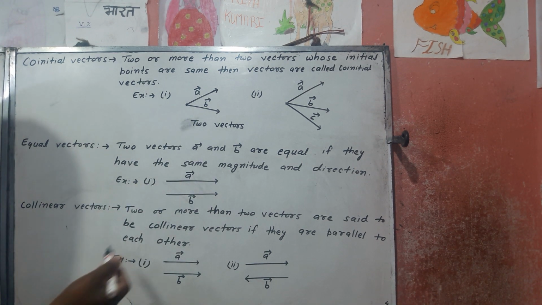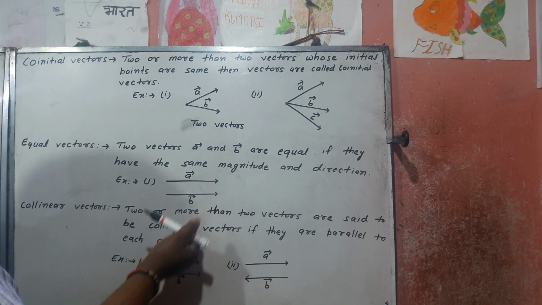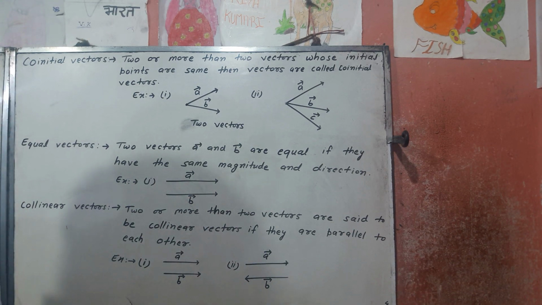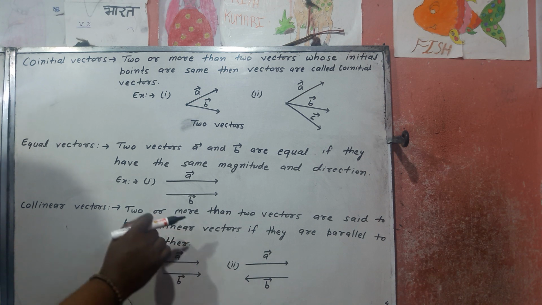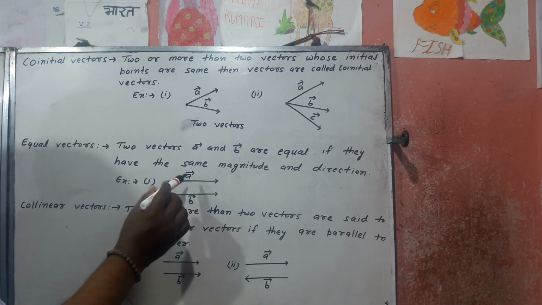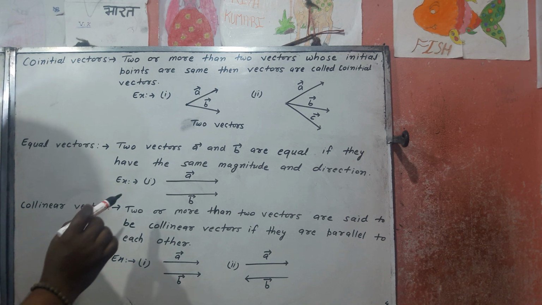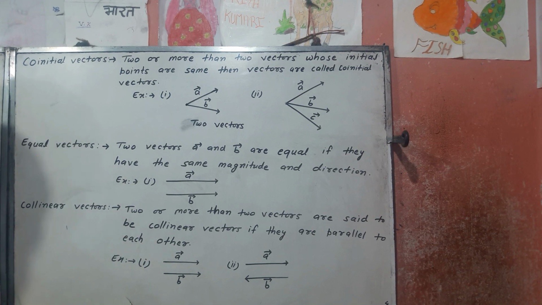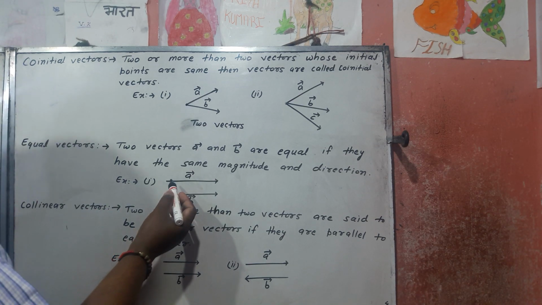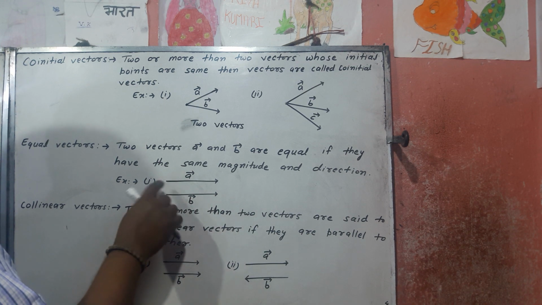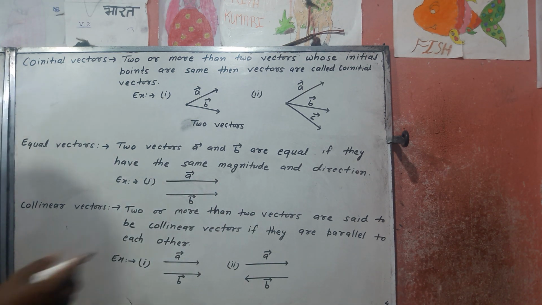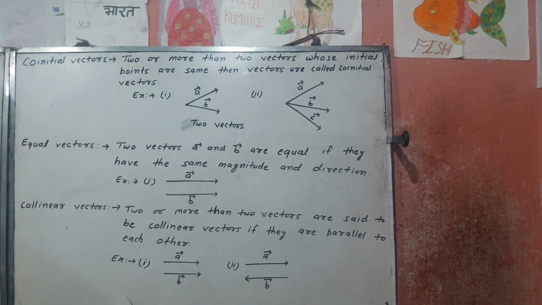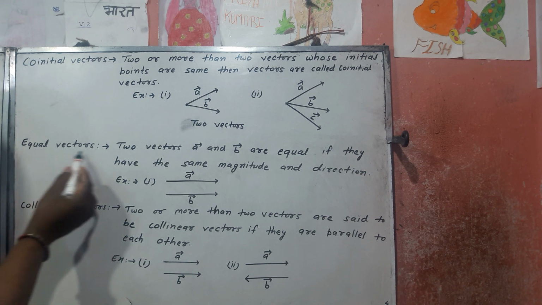Example 1. A vector and B vector. Here given example, vector A and vector B have same magnitude and also same direction. So given example, A vector and B vector are called equal vectors.